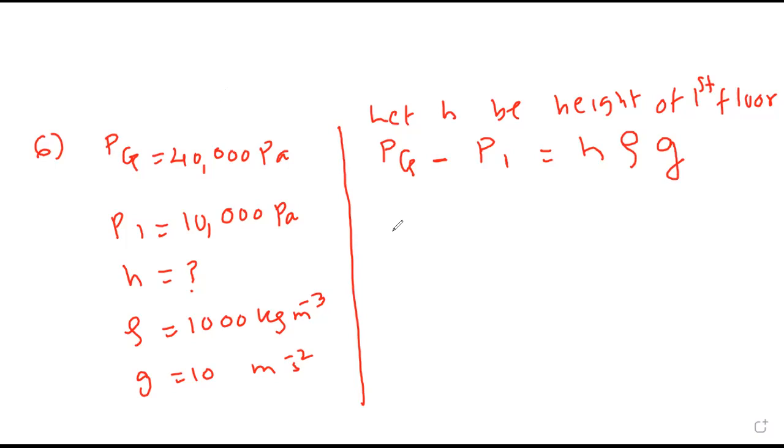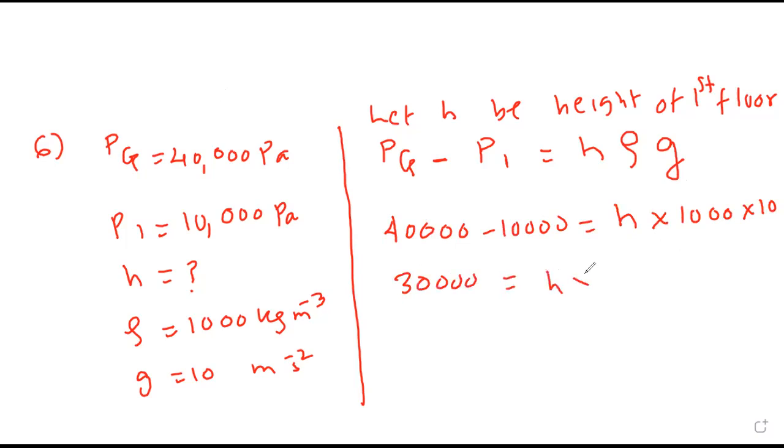So, Sir, I solved the sum. Yeah, 1 minute. This is 40,000 minus 10,000 equals to height of the first floor into rho into g. Rho is 1,000 into 10. So this is nothing but 30,000 equals to h into 1, 2, 3, 4, 10,000. So I can cancel these 4 zeros. h equals to 3 meters. Okay. Very, very important sum. Anybody who has not followed, please tell. Followed. Okay.